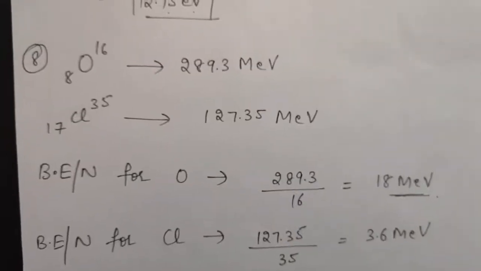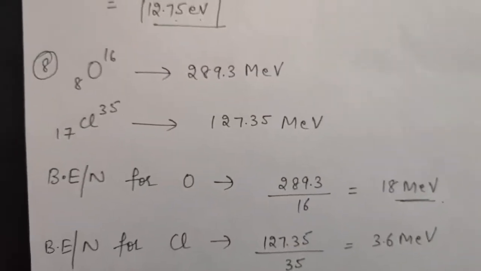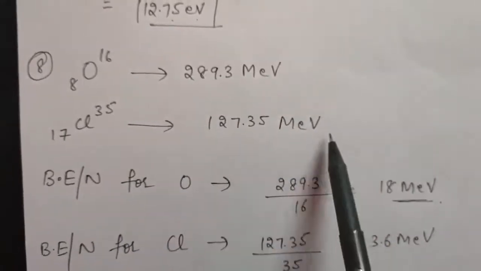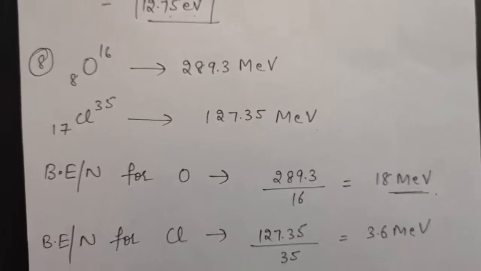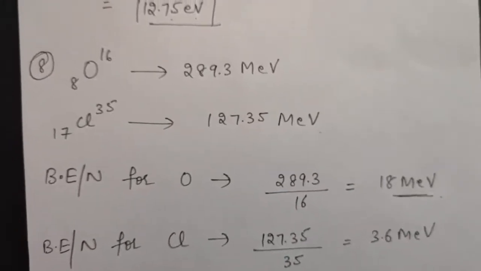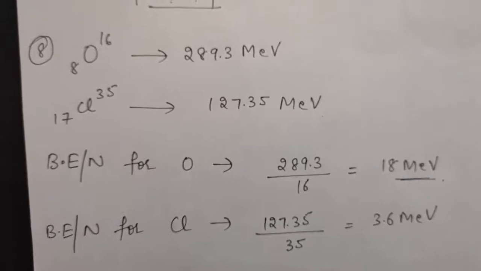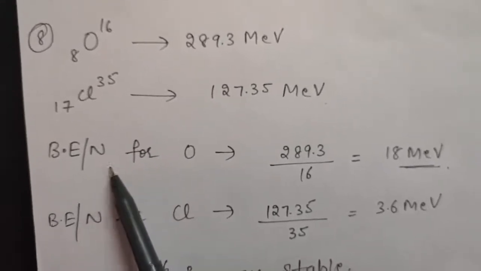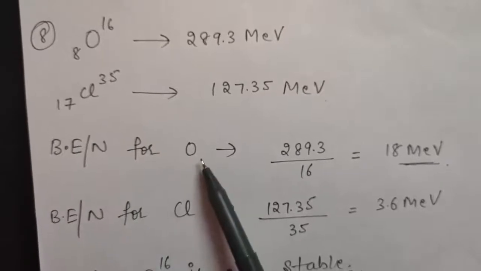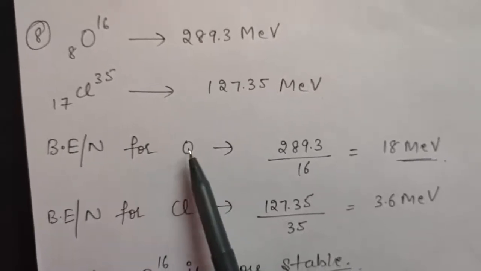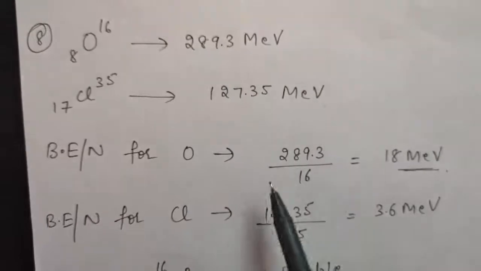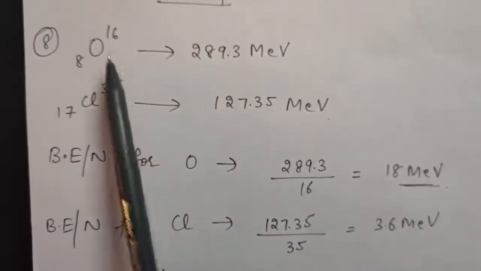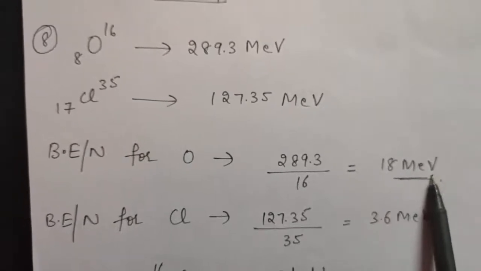In question number 8, you are given two nuclei, that is of oxygen and chlorine, and their binding energy is given to you, and it is asked which one is more stable. So as you have studied, higher binding energy per nucleon means more stability. So first of all, we will be calculating binding energy per nucleon for both the nuclei. So binding energy per nucleon for oxygen will be 289.3 divided by 16, because it has total number of 16 nucleons. That will give you 18 mega electron volt.